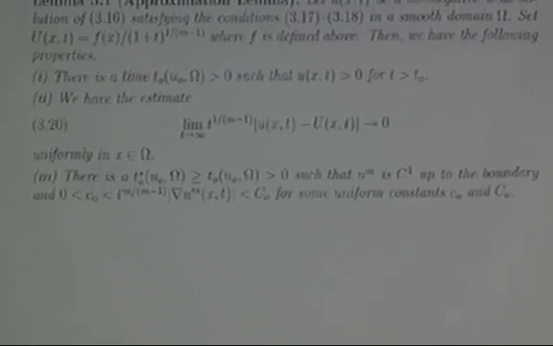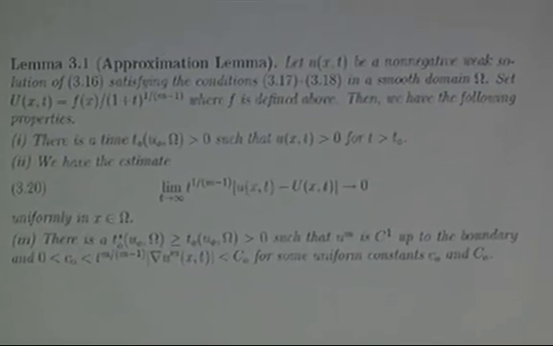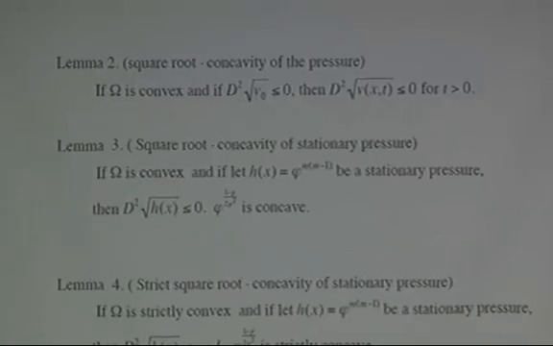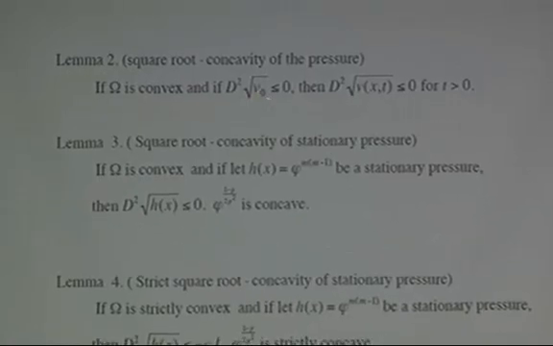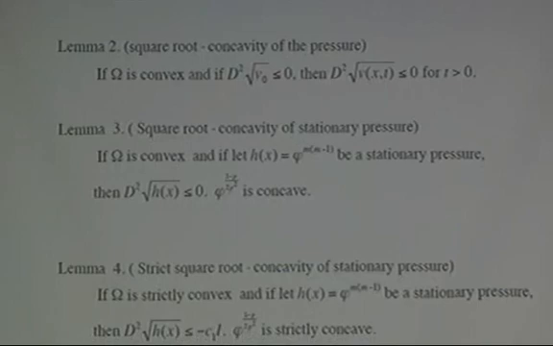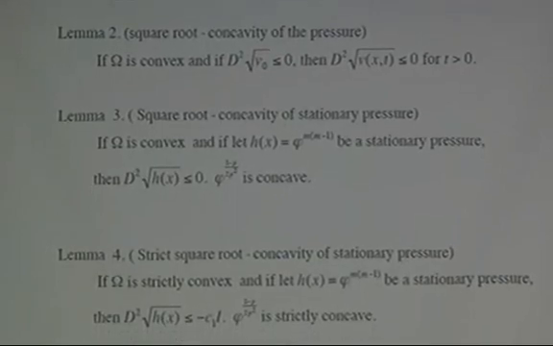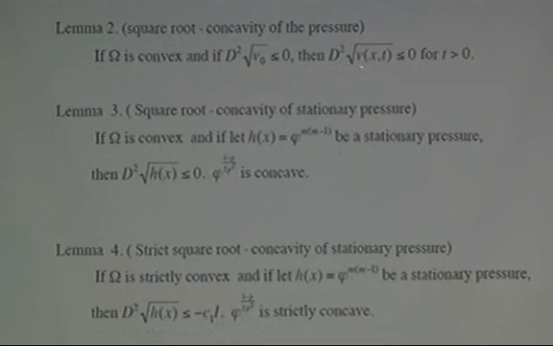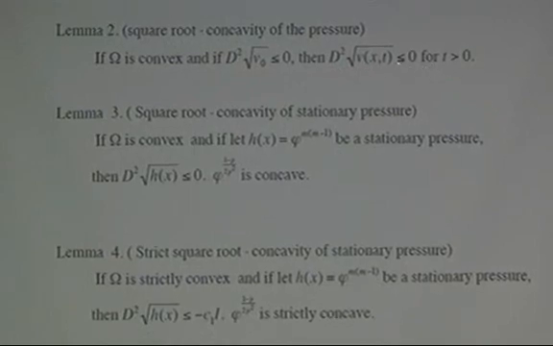So you have a similar approximation lemma. It is more sophisticated, but it's a similar story. And then we already showed that if we have a square root concavity of the initial pressure, then it will stay like that forever. So we have a square root concavity of the pressure, and the square root concavity of the pressure corresponds to the concavity of this term. And this is exactly the same result as Kawohl's.